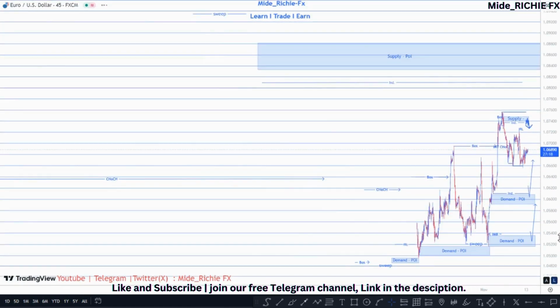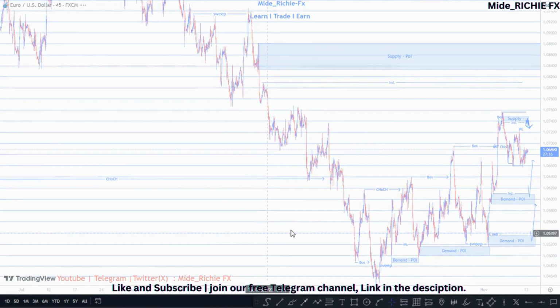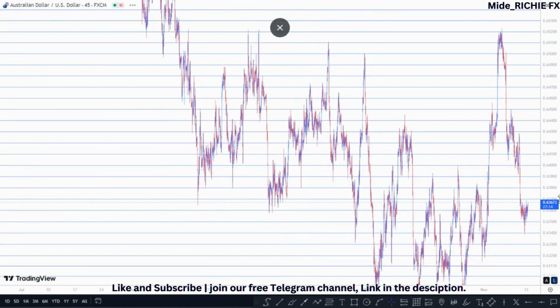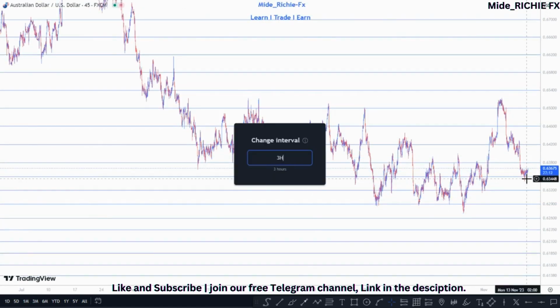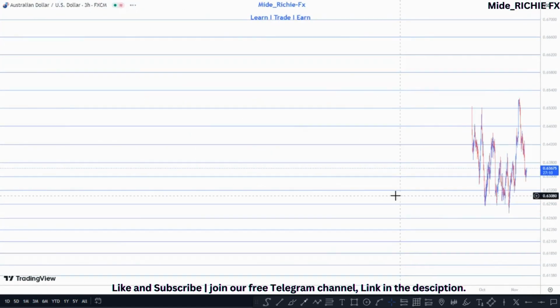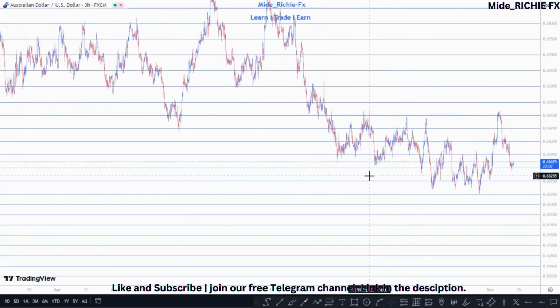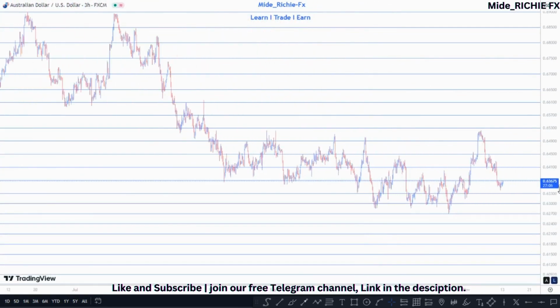Let's go check AUDUSD, which is the last one, and what AUDUSD will likely do for the week. Oh, I don't really have any markup on AU, sorry. But yeah, it's fine. Let me just do a quick one real quick.